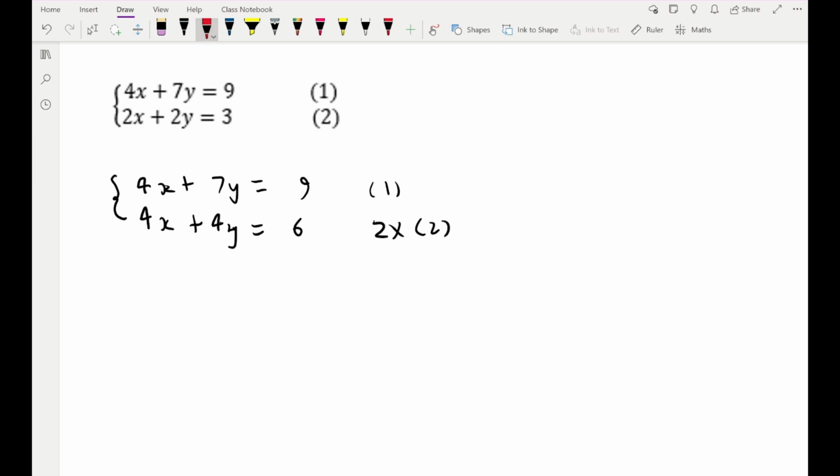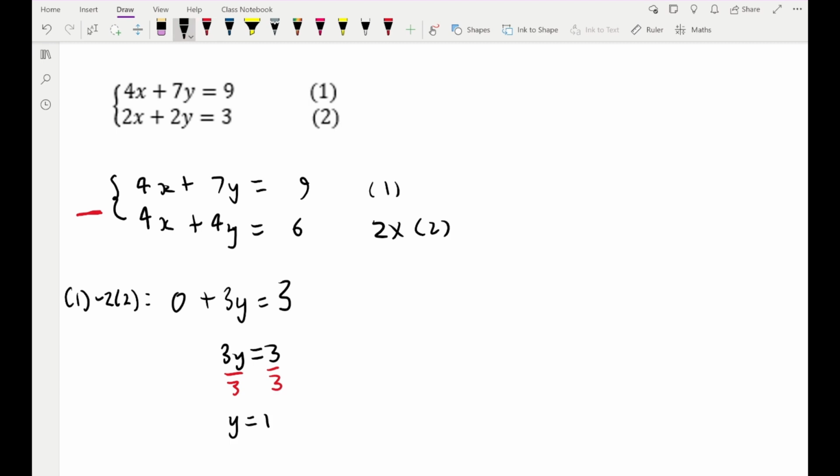And now I've got 4x and 4x. I'm going to subtract these from each other because then that should get rid of my x's. So 1, take 2, lots of equation 2, and let's see what we get. 4x take 4x gives us nothing. 7y take 4y gives me 3y. And 9 take 6 gives me 3. So I get 3y equals 3. Now, if I divide out by 3 to get my final answer, that's going to give me y equals 1.